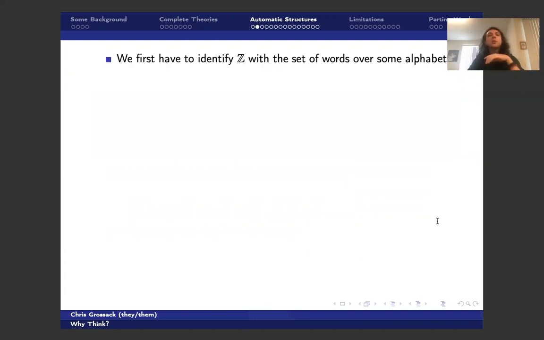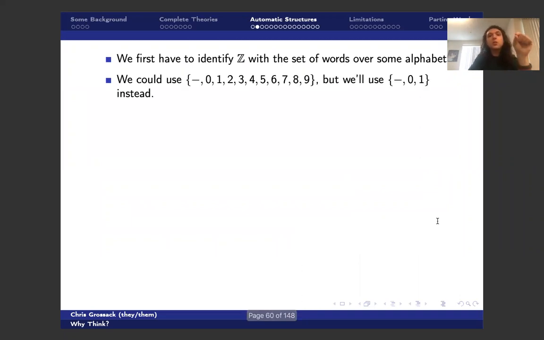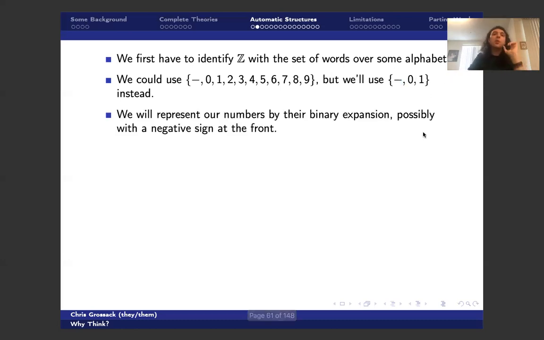Okay. So step 1, we have to identify Z with the words over some alphabet. We could use all of the words over this alphabet. Okay, you want a subset of the words that's recognizable. So it's obvious that you can write something that will recognize it starts with a minus sign or there's no minus signs. But we'll go ahead and use the negative sign and we'll write it in binary instead. And we're going to represent our numbers by their binary expansion, possibly with a negative sign at the front.